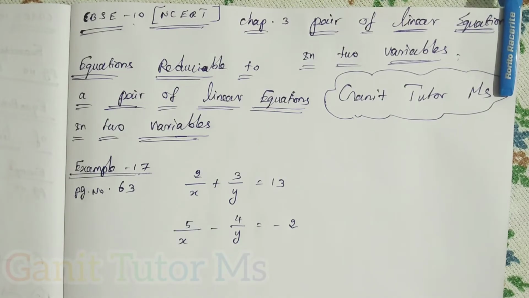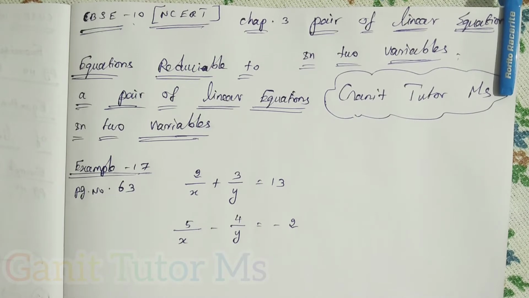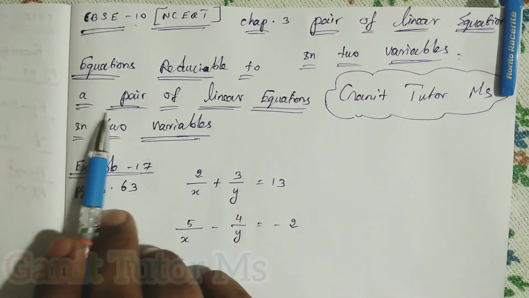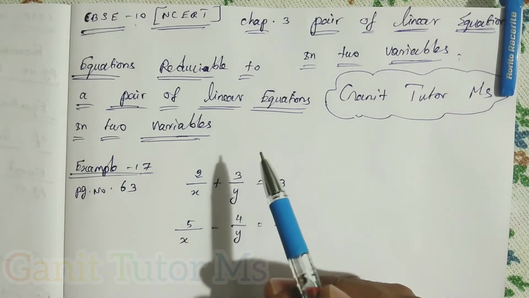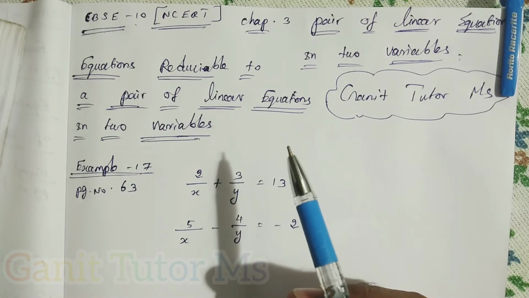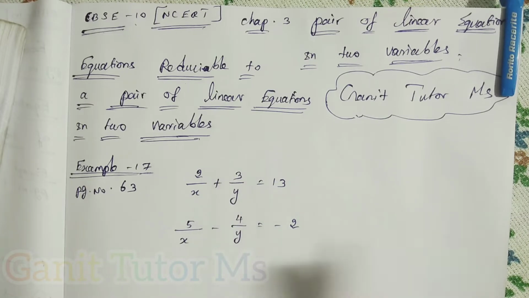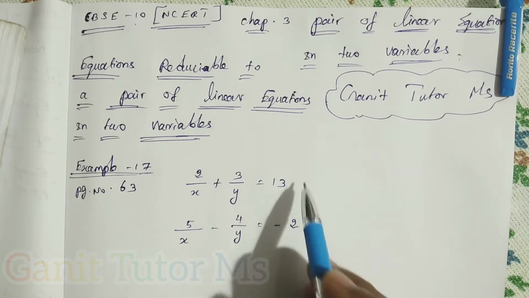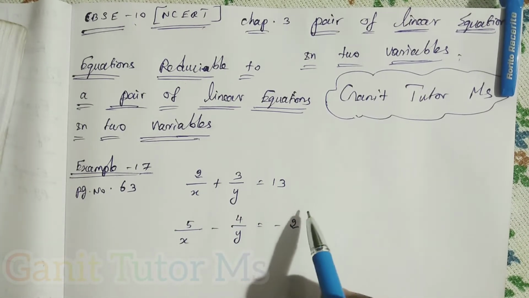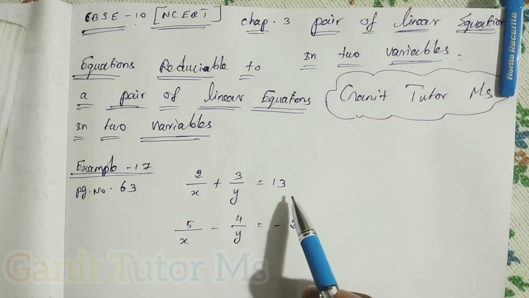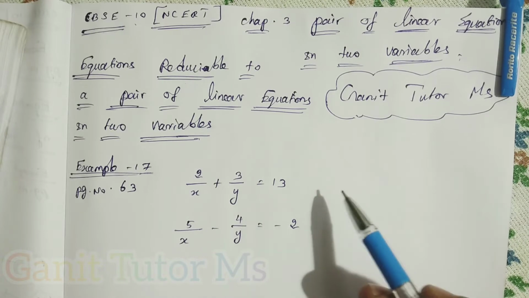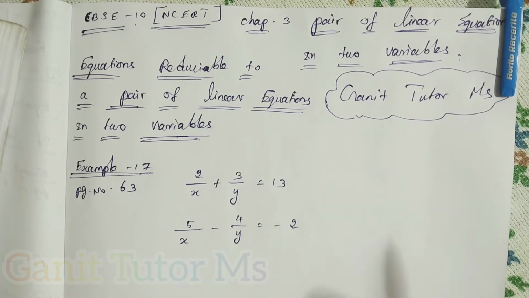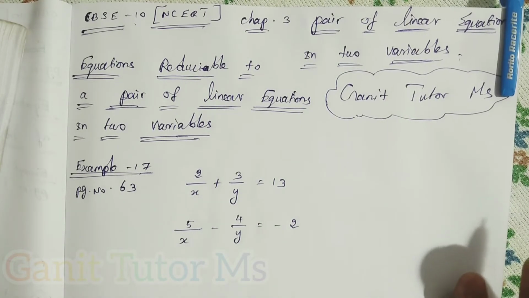In this video, I will explain a new topic: equations reducible to a pair of linear equations in two variables. Actually, in this section, we shall discuss the solution of such pairs of equations which are not linear, but can be reduced to linear form by making some suitable substitution. Now we'll explain this process through some examples.